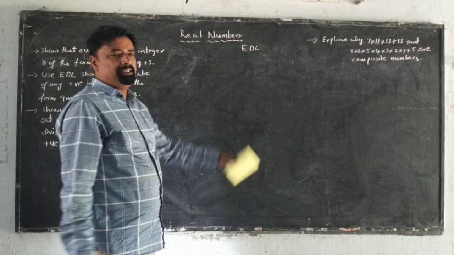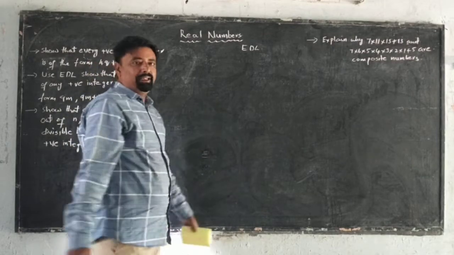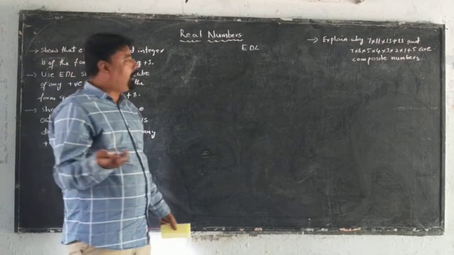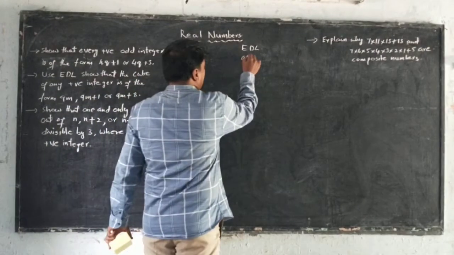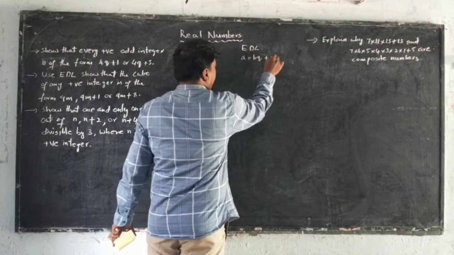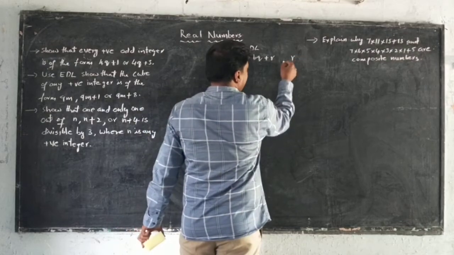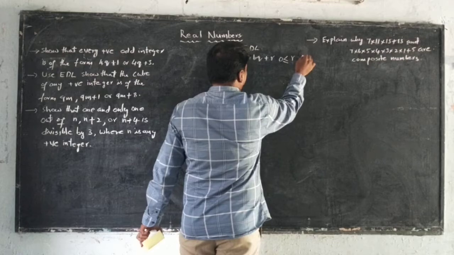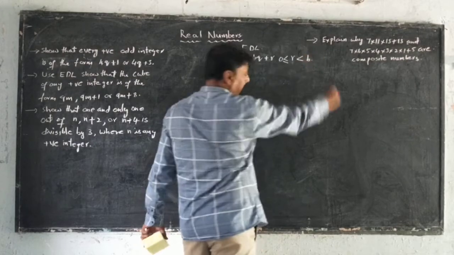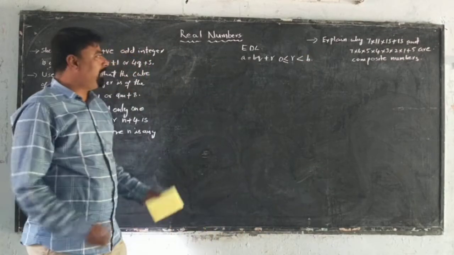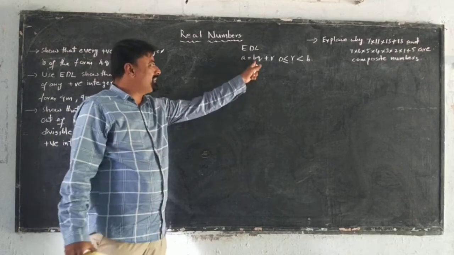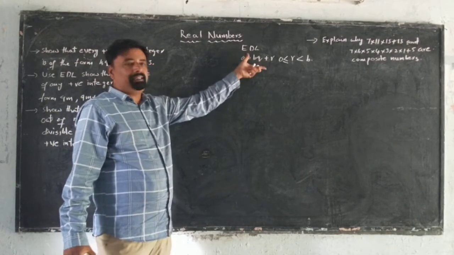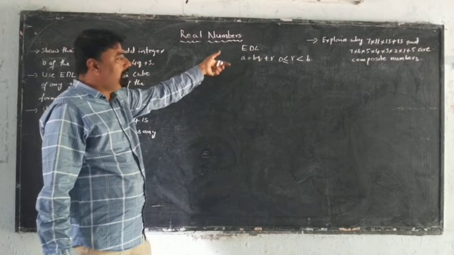What does EDL mean? You know that a, b are any two positive integers. There exist q and r such that a = bq + r, where r is greater than or equal to 0 and always less than b. This is Euclid's division lemma, and in the first class I already explained what b, q, r and a are.